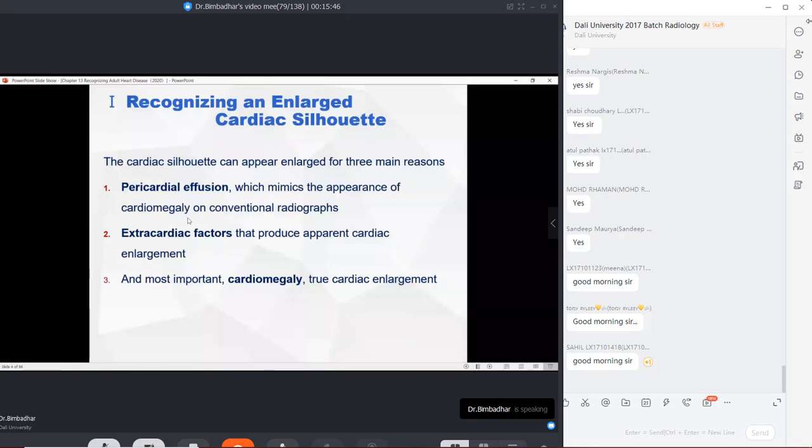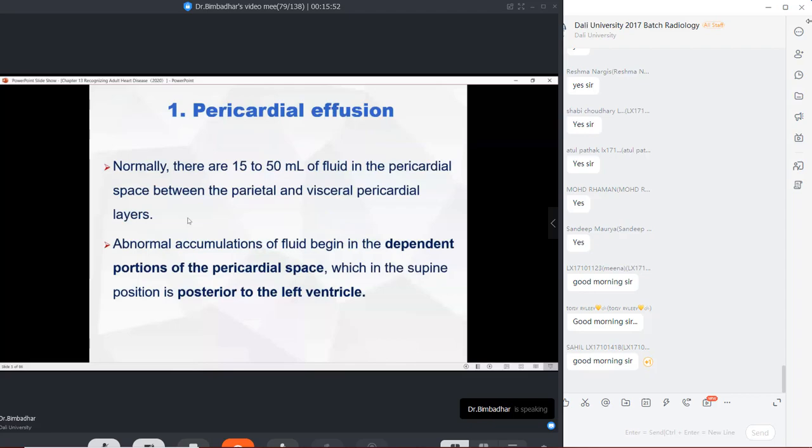So we'll be learning about those diseases one by one. It is very easy, right? Now you have to remember one thing. First, we'll try to learn about pericardial effusion, and then we will see how we actually measure the heart size.